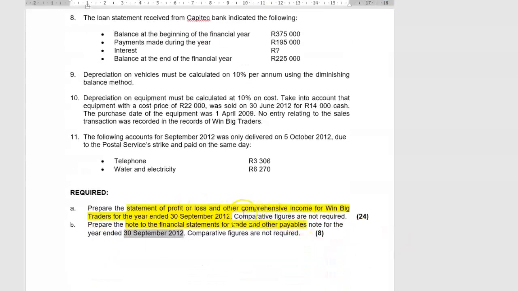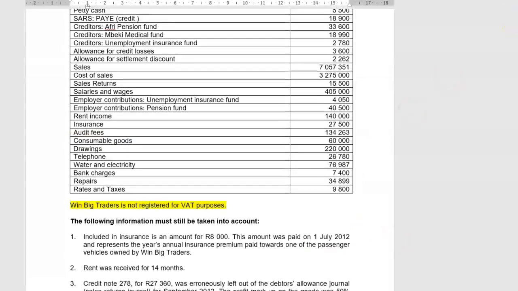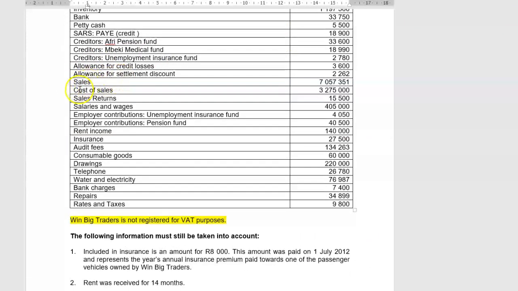So they want a statement of profit or loss. And you can write for yourself what the statement of profit and loss looks like. I have sales, I have cost of sales. I'm most probably going to have other operating income, so leave a few lines open. I'm going to have operating expenses. You have a number of them already in your trial balance, so you can write it down.